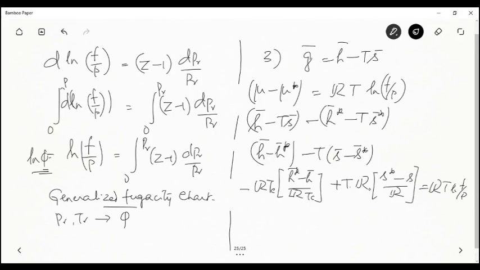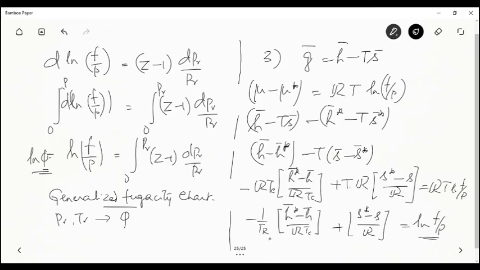So if I cancel out the RT throughout, I'll actually get a Tc by T, so it will become minus 1 by Tr multiplied by the enthalpy correction, H star minus H by RTc, plus, this RT gets cancelled, you get an S star minus S by R, is equal to log of f by P. So this log of f by P can also be evaluated by knowing the TR and PR from the enthalpy and the entropy correction charts.